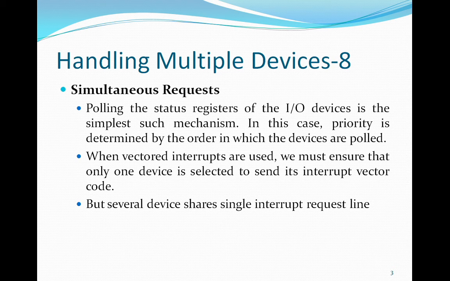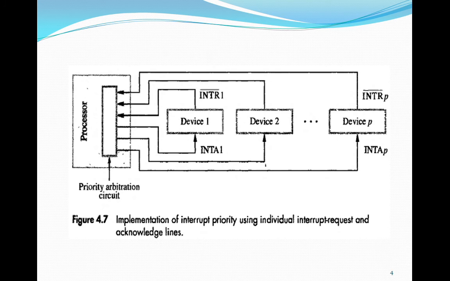Let us now consider the problem of simultaneous arrivals of interrupt requests from two or more devices. Here, the processor must have some mechanism of deciding which request to service first. Using a priority scheme such as this implementation of interrupt priority using the individual interrupt request and acknowledge lines, the solution is straightforward, which can handle multiple requests in that it will decide which request to serve first.